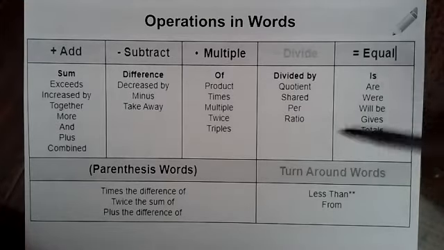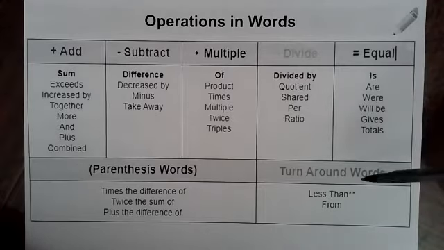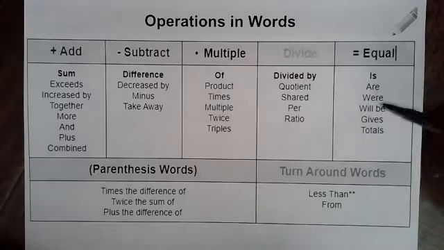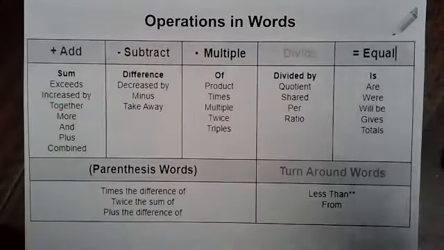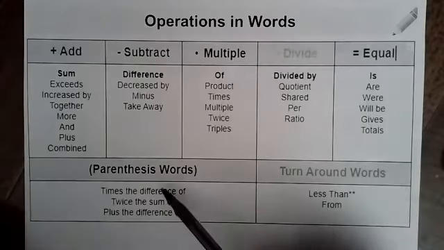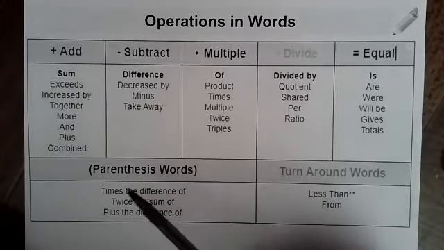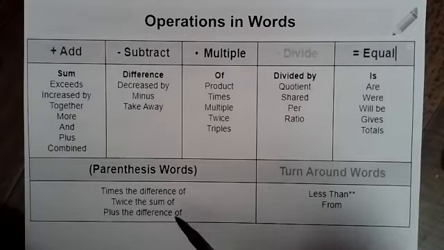Okay, so make sure that you are copying this chart into your notebooks. Feel free to turn your notebooks sideways and give yourself enough space to have this. It's very important to have, especially for Friday's lesson. Now we have parentheses words. Parentheses words means that you have to distribute. Okay, so times the difference of, twice the sum of, and plus the difference of.